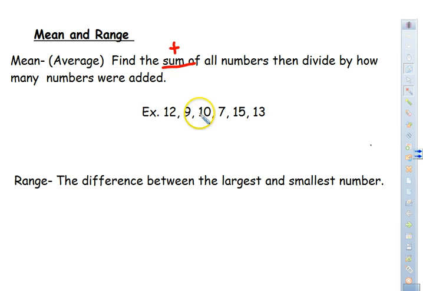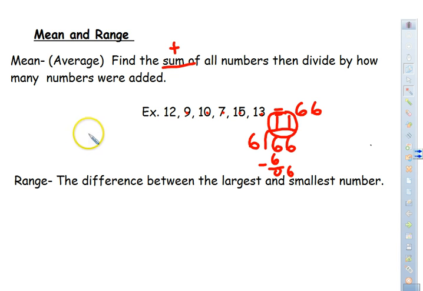So when I add these up, it ends up equaling 66. Now we have 1, 2, 3, 4, 5, 6 numbers. So we're going to take 66 and we're going to divide by 6, which gives me 1. Subtract, 0 left over, bring down the next number. 6 goes into 6 one time. So my answer to this is that the mean equals 11.